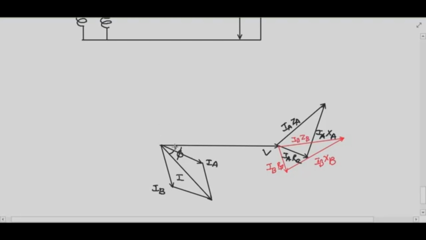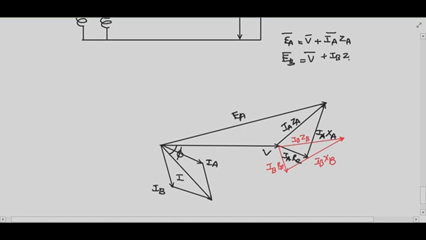EMF is nothing but vector sum of IAZA and V. So let us, for A transformer, I will mark this as your EA. What is EA? EA is nothing but V plus IA ZA, right? And EB is nothing but V plus IB ZB. So let us mark this with the red color line. So V plus IB ZB is nothing but your EB, EMF induced in the B transformer.